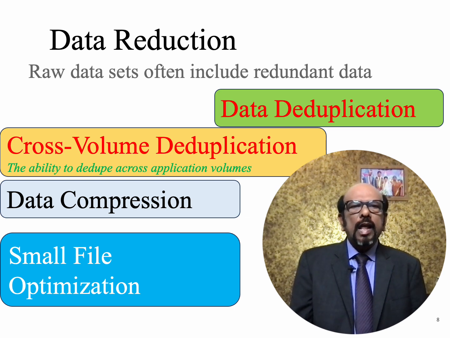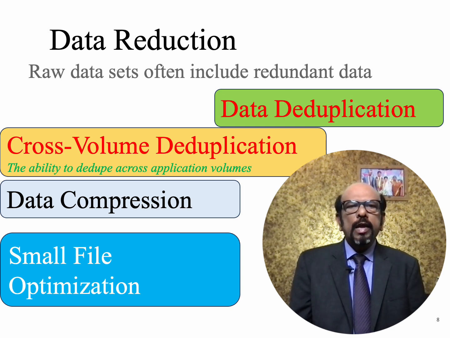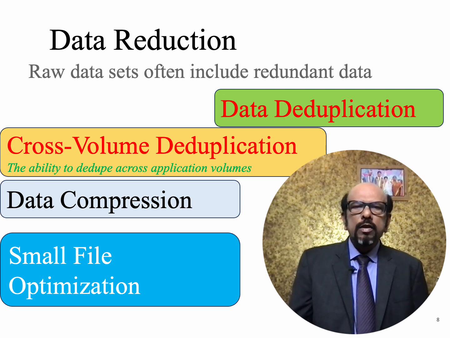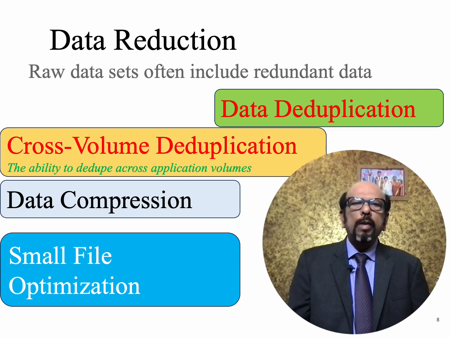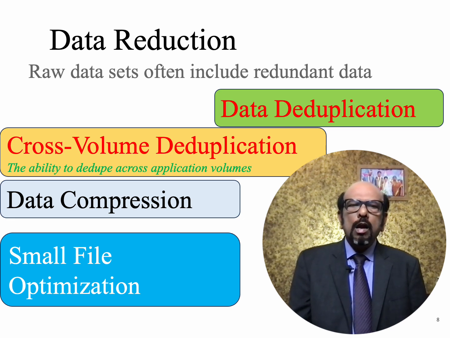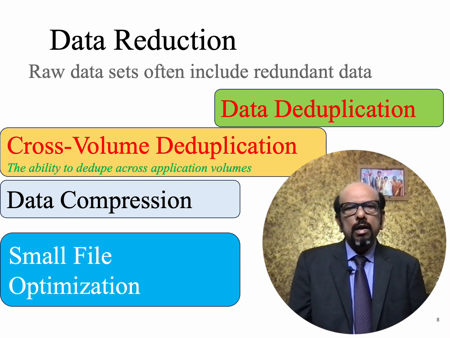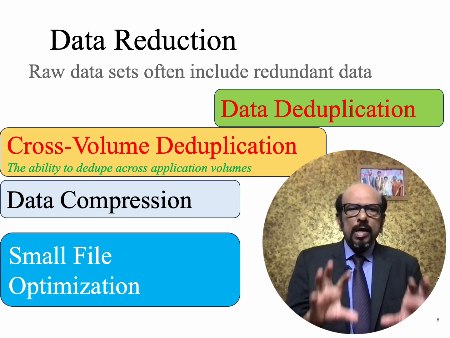Similarly, there is an activity called cross-volume deduplication, the ability to remove duplicates across application volumes. It's not individual rows; across individual applications, sometimes a duplication may be there, and that can be removed. Data compression is about making the data simple and clean and independent rather than a complex form of data.